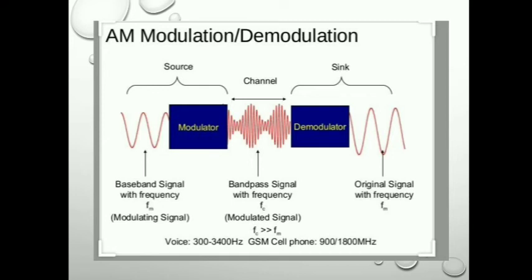Actually, the voice we are all using now, the voice is converted to a signal. The voice is around 300 to 3400 hertz. Other GSM cell phones are using 900 to 1800 megahertz. So this is the process of modulation and demodulation in amplitude modulated signals.